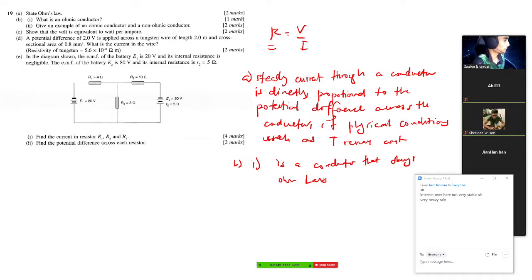So there are two types, ohmic and non-ohmic. Non-ohmic means that it doesn't give a straight line. So if you have a V over I graph like this, it doesn't go into a straight line. It can be a curve, going up or going down.